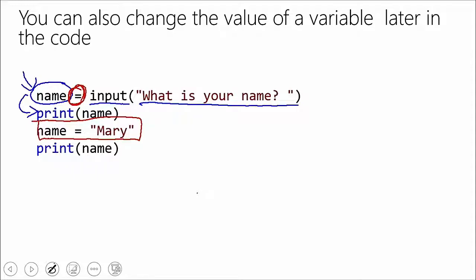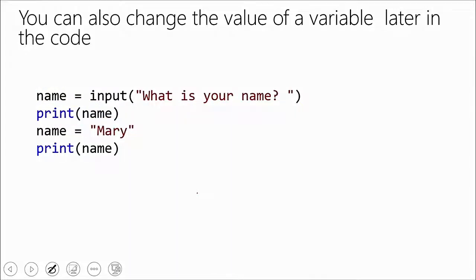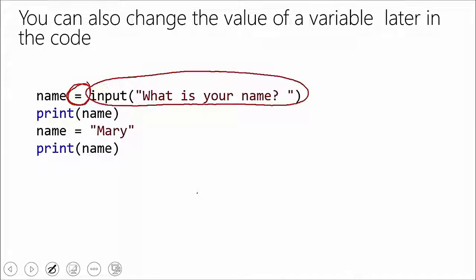That little equal sign right there. Let me just clear out my screen here, make it a little easier to read. That little equal sign, that's what told Python to take whatever came back from here and put it there. It was that equal sign. So if I use that equal sign again, and I say just hard-coded string Mary, and I put that right there into name, what do we think is now going to happen?